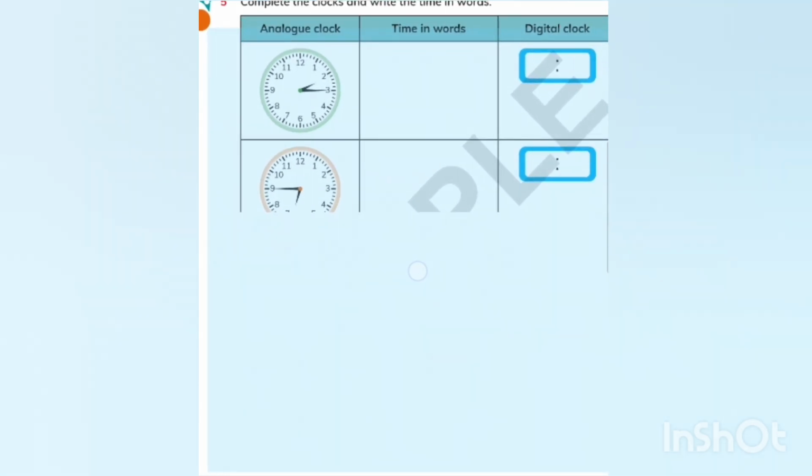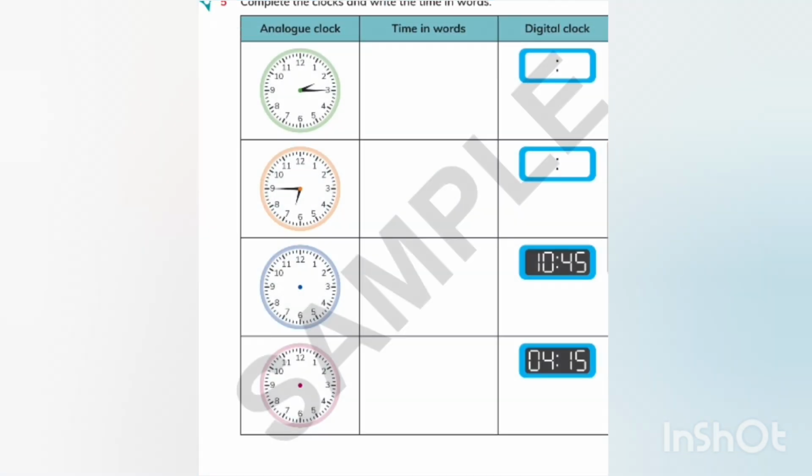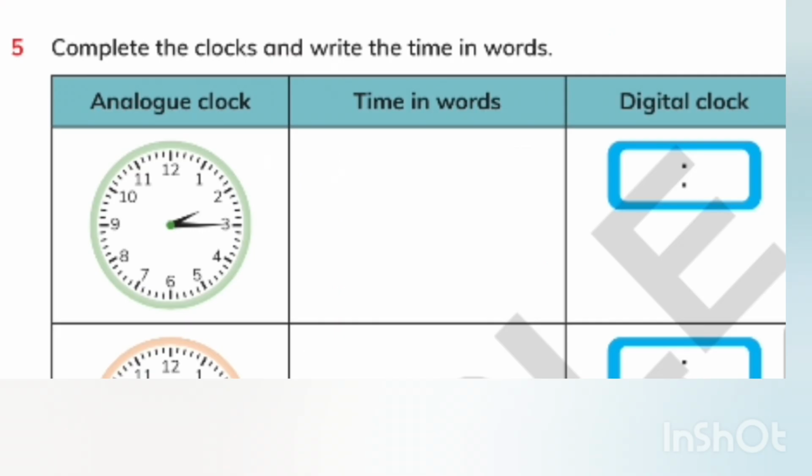Now we are moving towards page number 189. Here you can see, first we will read the instruction words. Complete the clock and write the time in words. So we have to write the time in words and sometimes in a digital clock as well. In the analog clock everything is ready, you just have to write in words. In words we know how we have to write: quarter past, quarter to, half past, half to.